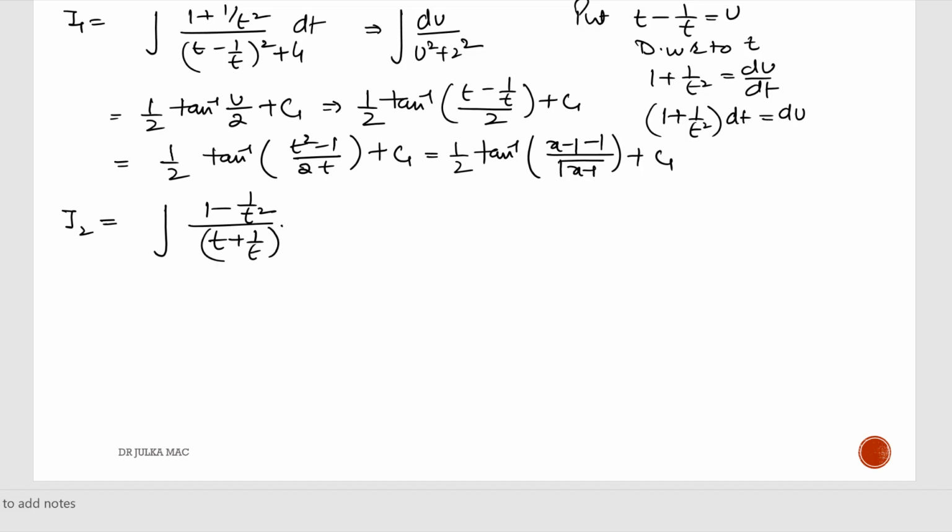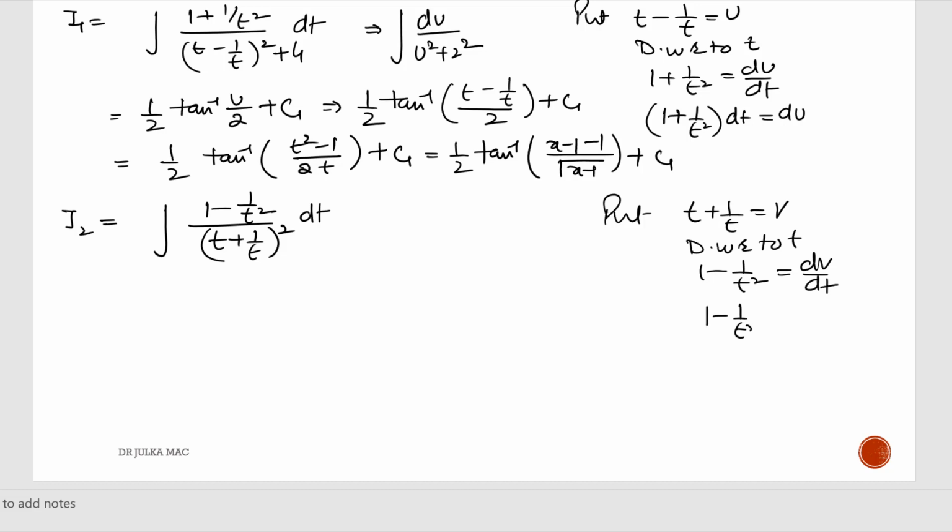Similarly, we solve second part I2. In I2 we will put t plus 1 by t equals to v. Differentiate with respect to t both sides and we will get 1 minus 1 by t square equals to dv by dt. So (1 minus 1 by t square) dt equals to dv. Replace (1 minus 1 by t square) dt by dv and (t plus 1 by t) square by v square. And the integration of 1 by v square is minus 1 upon v plus c2.